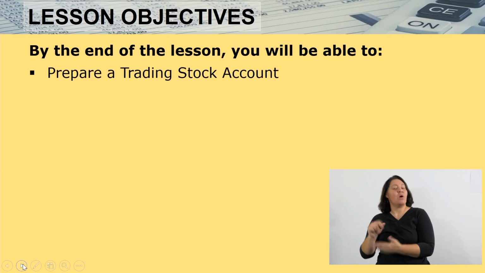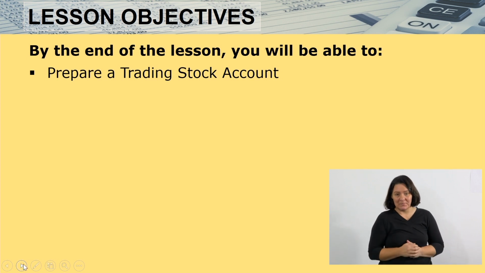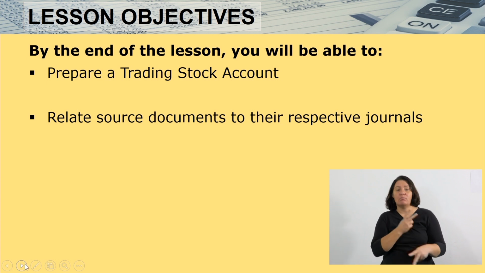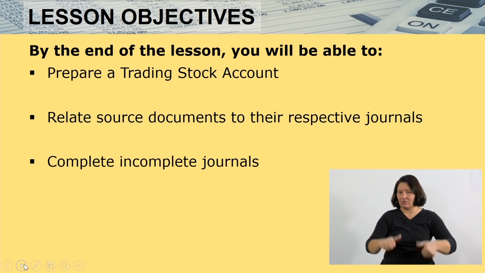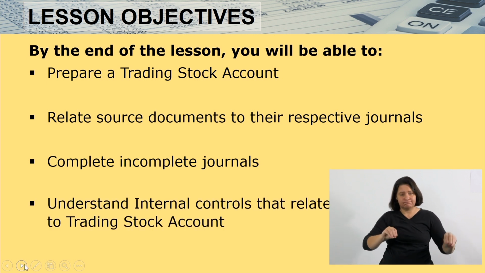By the end of this lesson, you will be able to, number one, prepare a trading stock account. Number two, relate source documents to their respective journals. Thirdly, complete incomplete journals. You will also be able to understand internal controls that relate to your trading stock account.